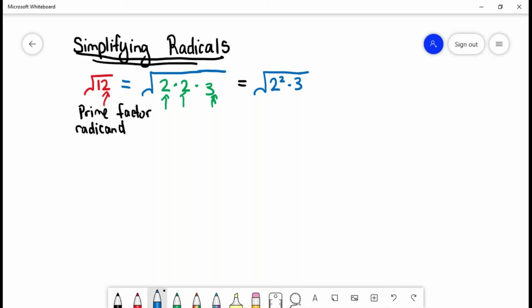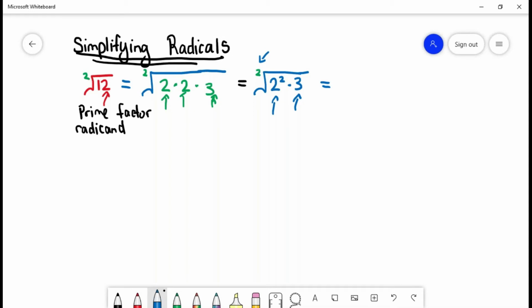So now, as you can see, we have 2 squared times 3. And just keep in mind that there's really no number written as the root index here, so we know that the root index is 2. Just to clarify things further, I'm going to write 2 over here. So we know the root index is 2. Now we're going to simplify this further. After you prime factor the radicand, you need to take a look at the numbers you got when you prime factored it. Right now I have 2 squared and 3, and we know the root index is 2 also.